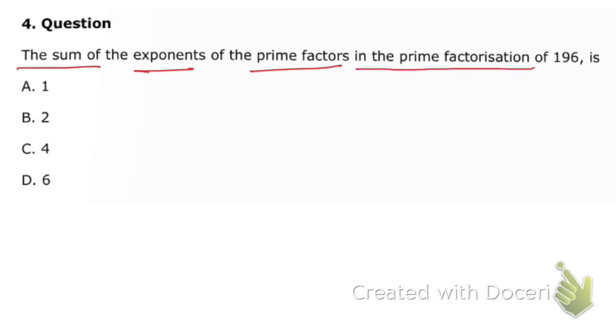Question number 4: the sum of the exponents of the prime factors in the prime factorization of the number 196 is, so which option is correct? First check the prime factors. Okay, 196, so that can be, okay, let's factorize this.